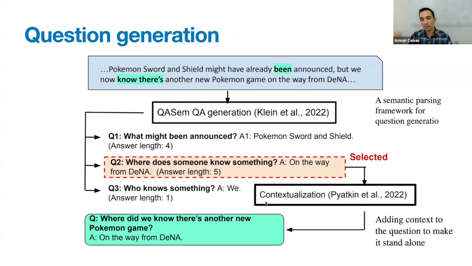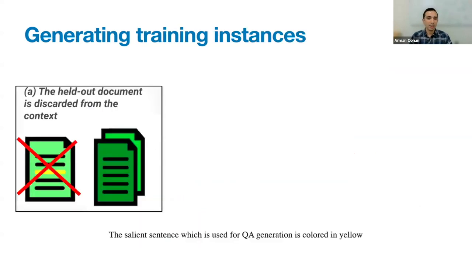So we found that using contextualization actually helps, like adding additional context to make the question a standalone. And this was done with another model from prior work. And again, because we are doing pre-training data generation, these two models were very lightweight and fast, and this was our requirement. And we generate 3 types of instances.